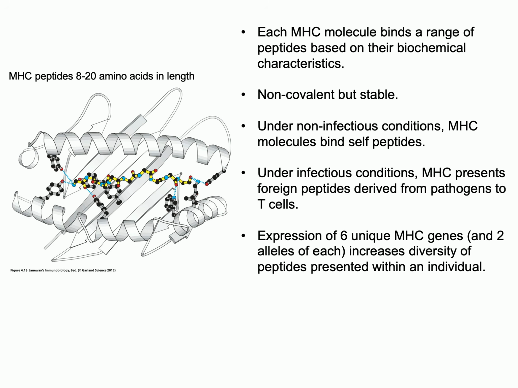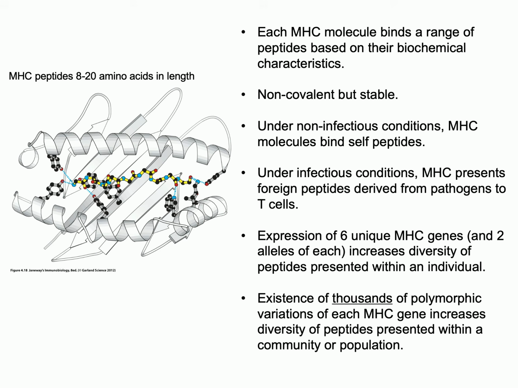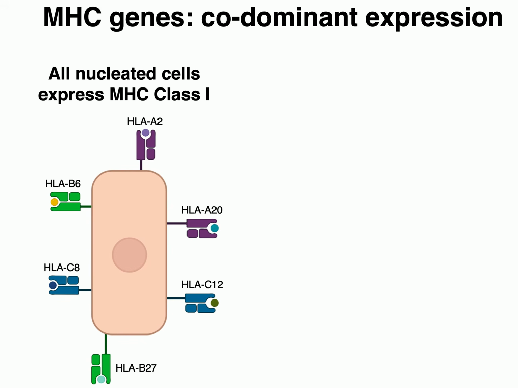There are 6 unique MHC genes that we just discussed, 3 class 1 genes and 3 class 2 genes. And so this increases the diversity of peptides that can be presented by any individual. But MHC is also the most polymorphic set of genes in the genome. And that means that there are a number of MHC alleles within a community, which increases the diversity of peptides that can be presented within a community or population. MHC genes are expressed codominantly.